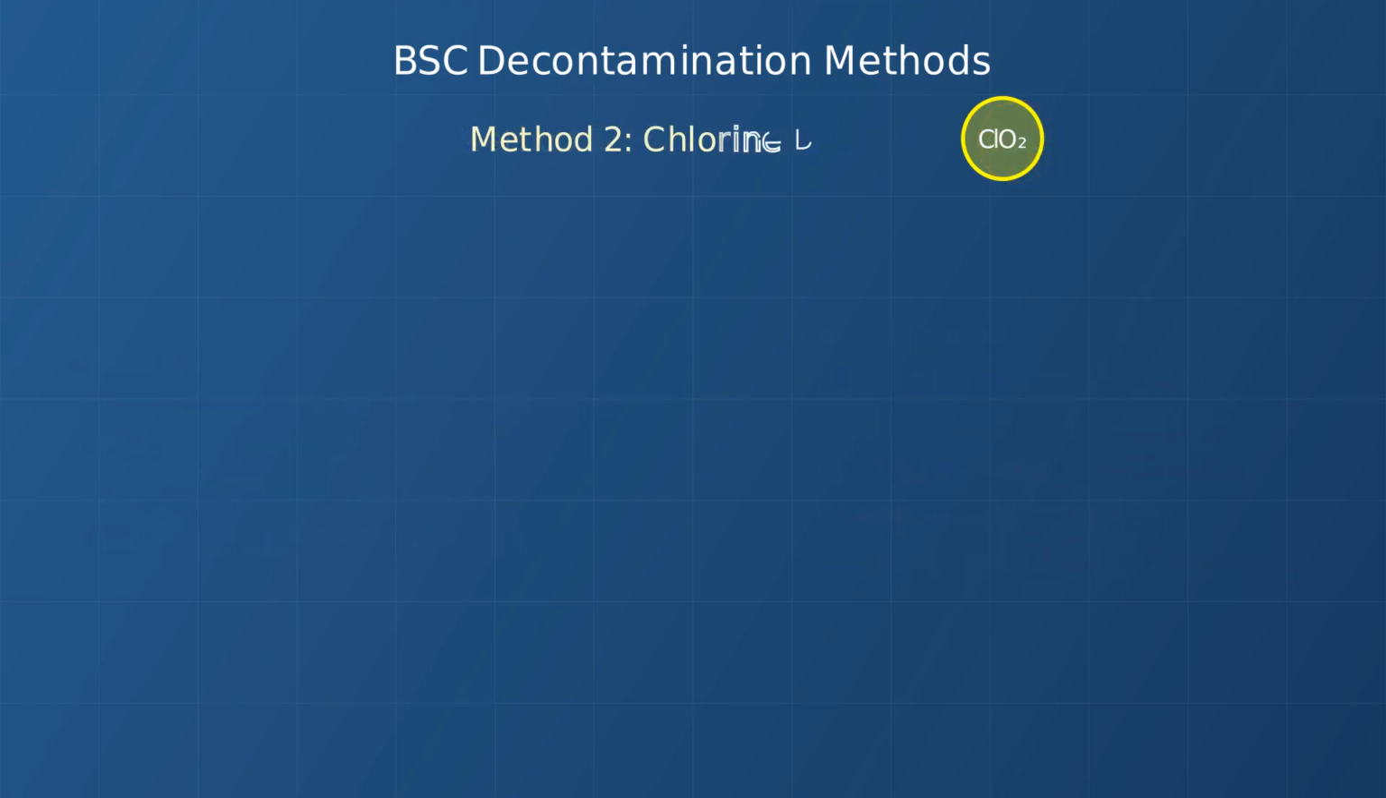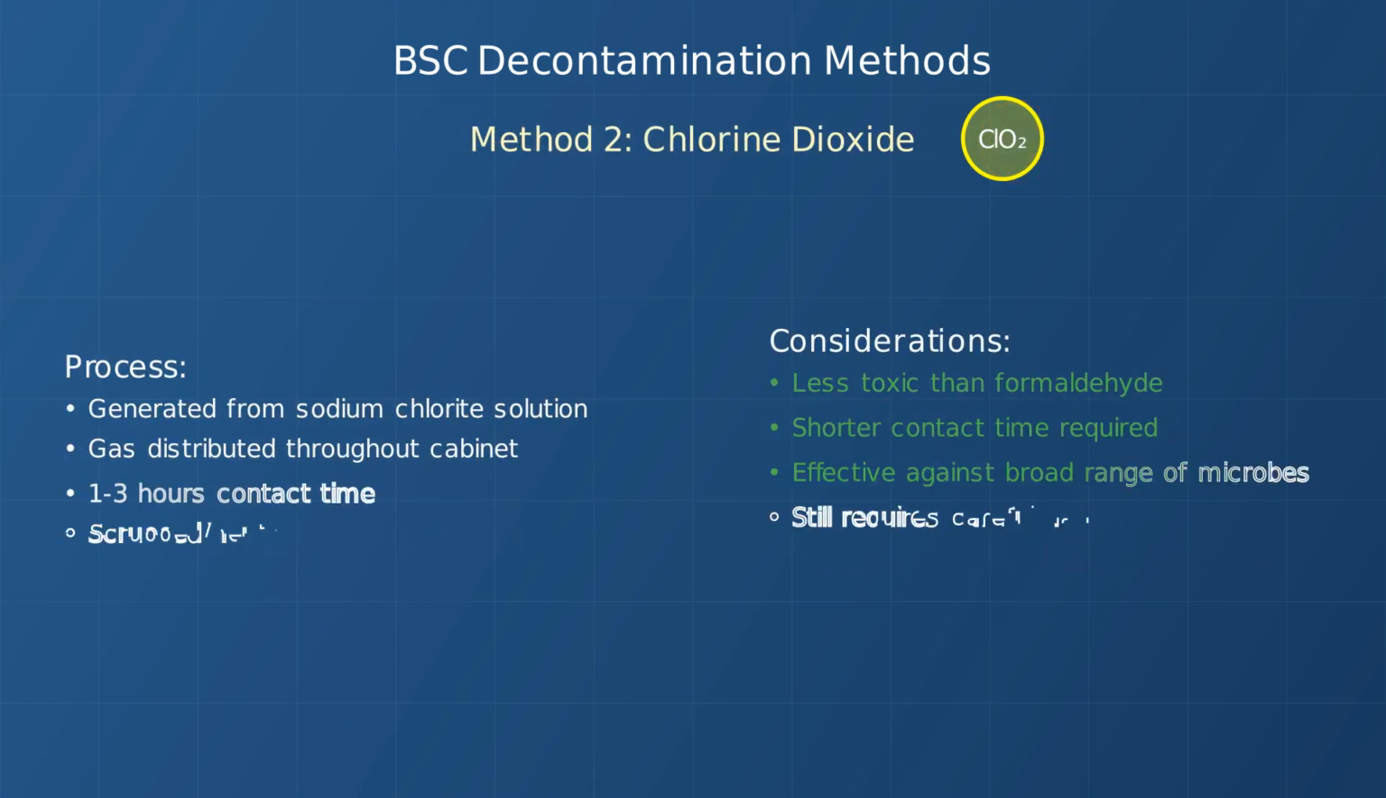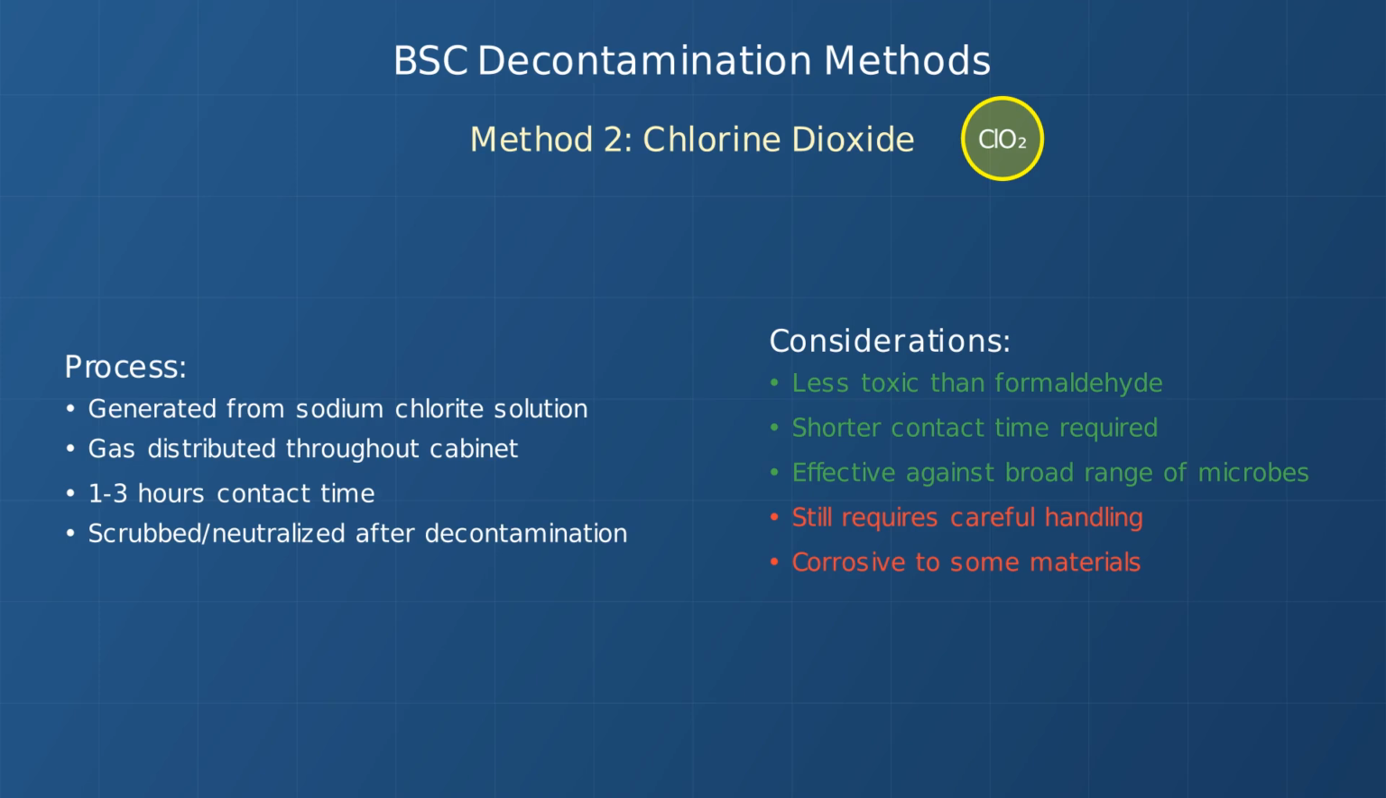Chlorine dioxide is an increasingly popular alternative to formaldehyde. It's generated from sodium chlorite solution and distributed as a gas throughout the cabinet. The process requires only 1 to 3 hours contact time, significantly less than formaldehyde. While chlorine dioxide is less toxic and more efficient, it's still corrosive to some materials and requires careful handling.